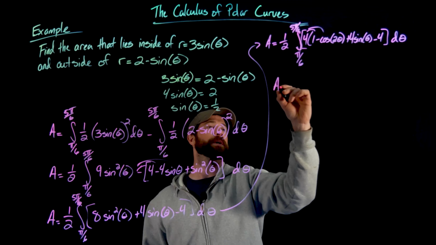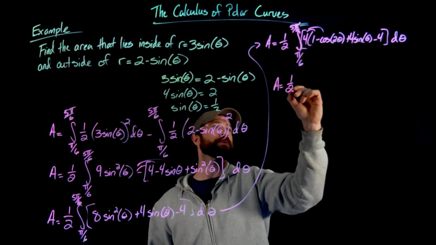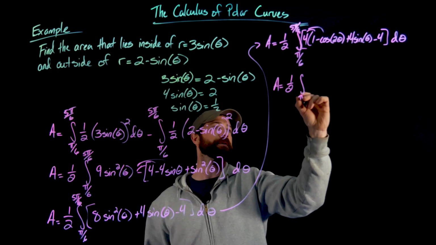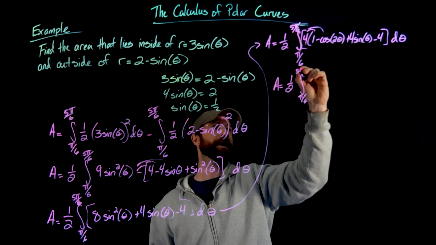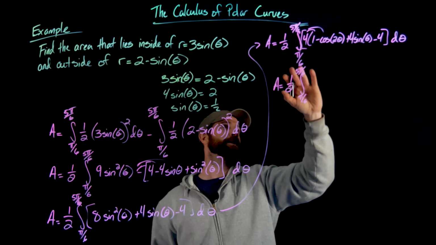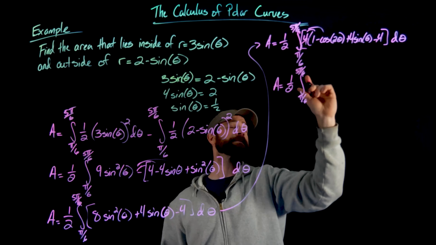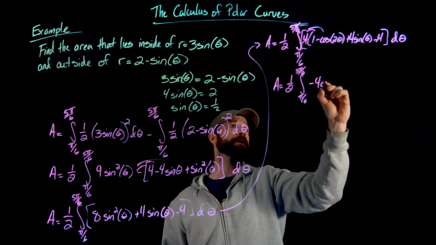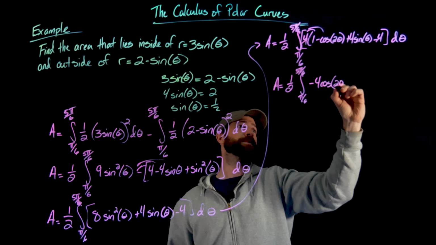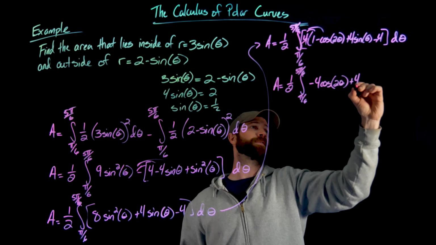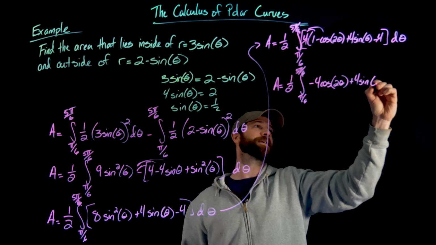So what do we got here? We have the area equals 1/2 the integral from pi over 6 to 5 pi over 6. So the 4's get canceled out, but this does become minus 4 cosine of 2 theta plus 4 sine of theta, d theta.